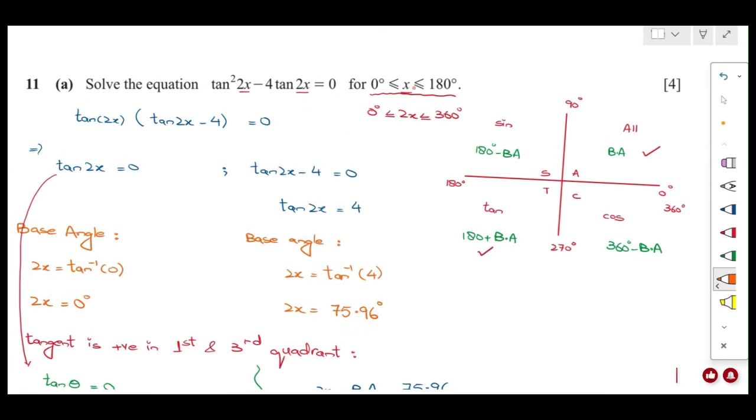For this domain, x should lie between 0 to 180. Why did I make this domain for 2x? Because your angles are in 2x, so the domain for 2x is from 0 to 360, and both the equations are in tangent. Tangent is positive in the first and third quadrant. For the first equation, we use the basic knowledge that tangent theta is equal to 0 at 0 degrees, at 180 degrees, at 360 degrees, and so on.